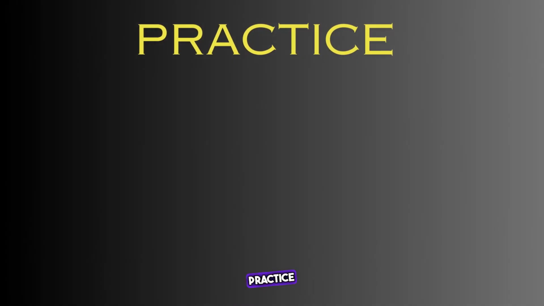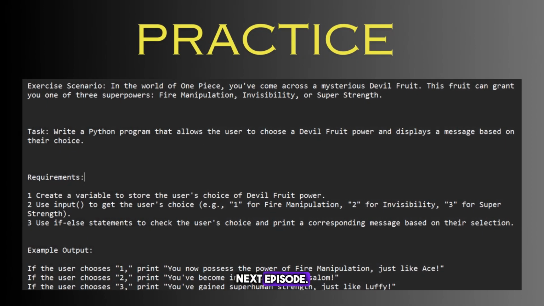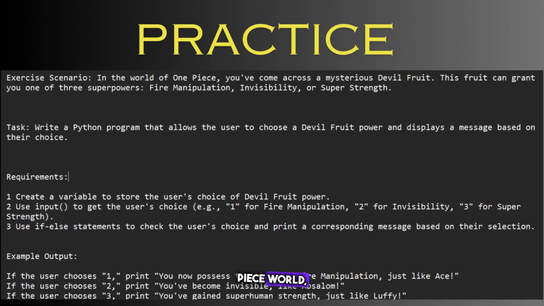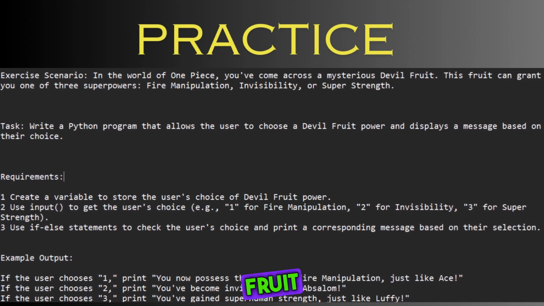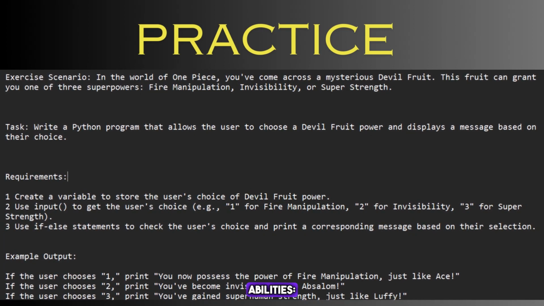So now let's give you all a practice question which I'll be solving in the next episode. In this scenario set in the One Piece world, you stumble upon a mysterious devil fruit that can bestow one of 3 incredible abilities: fire manipulation, invisibility, or super strength. Your task is to write a Python program that allows a user to select one of these powers by entering a number: 1 for fire manipulation, 2 for invisibility, 3 for super strength.